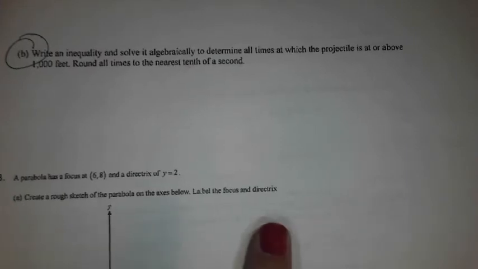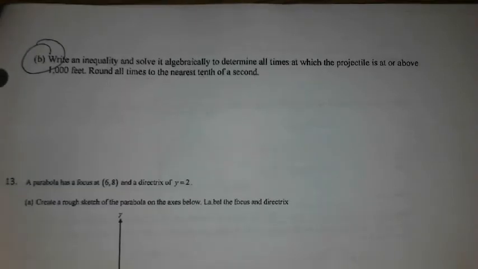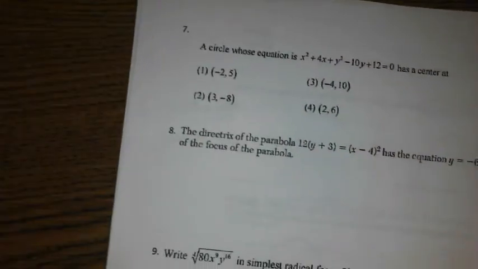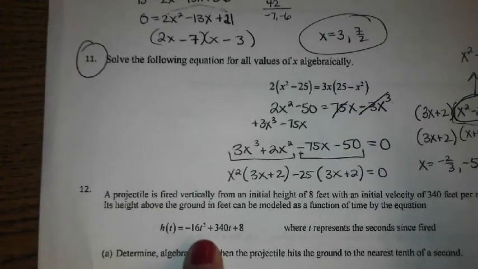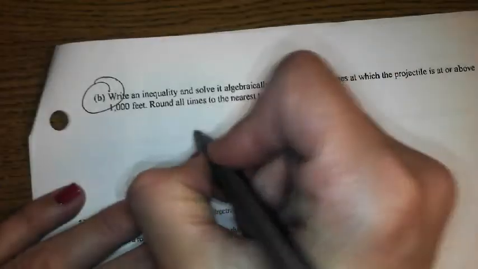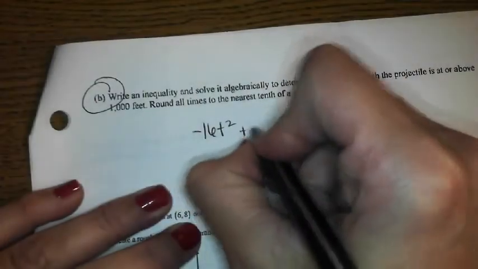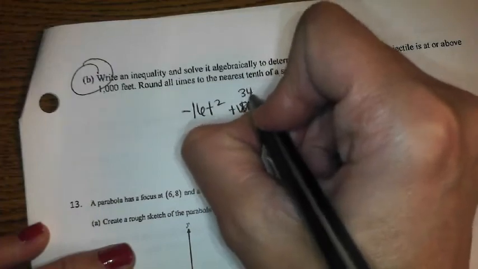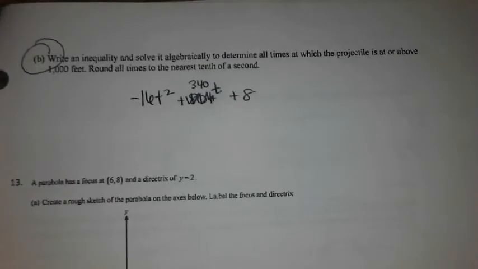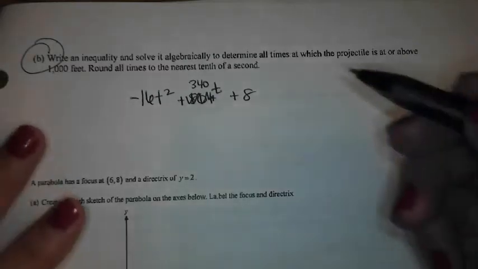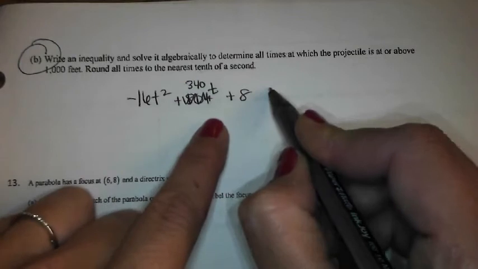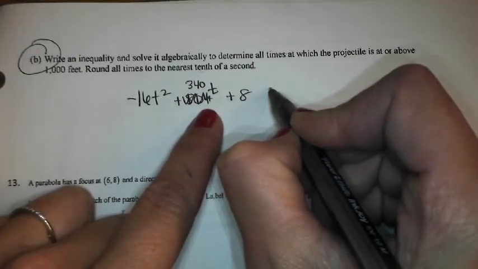Now, this 12b gives us a function for height on the other side. So I'm just going to copy that down. Negative 16t squared plus 80t. Oh no, plus 340t. Where did I get that from? Plus 8. That's my height. They want to know when it's above 1,000. So what does that inequality look like? If they want to know when it's at or above 1,000.